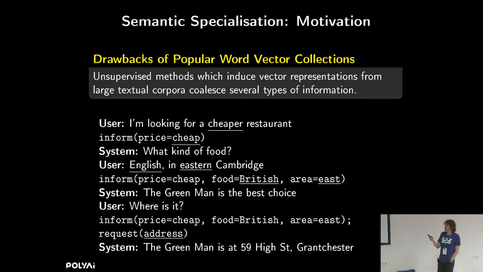So the user mentions that he wants English food in Eastern Cambridge, and our dialogue state tracker and language understanding module should understand that actually what we have in the ontology is food equals British, because British and English are synonyms, and that area should be East. So we should detect that slot value pair. But what usually happens because of the problems with distributional word vectors is that the language understanding module would think that we want an expensive Spanish restaurant and not an English one.